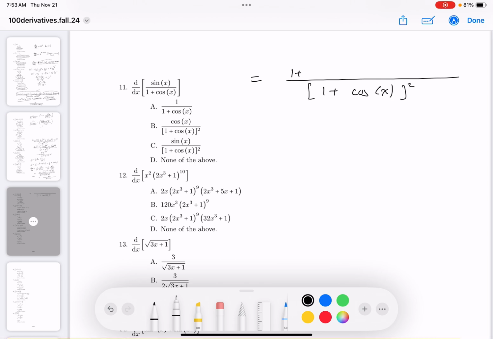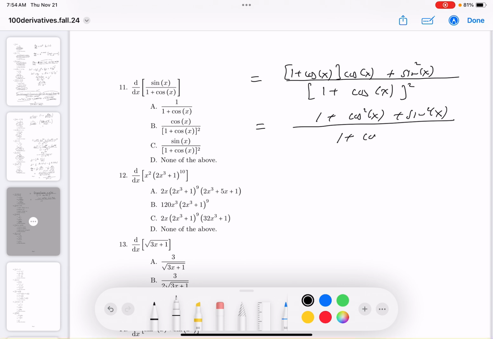And this is going to be 1 plus cosine x. The derivative of sine is going to be cosine minus sine. And the derivative of the bottom is just simply minus sine. So I'm going to say plus sine squared. What do I see over here? I see 1 plus cosine squared x plus sine squared x. And on the bottom, I get 1 plus cosine x quantity squared.